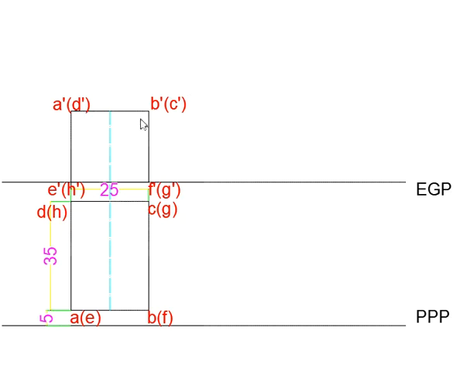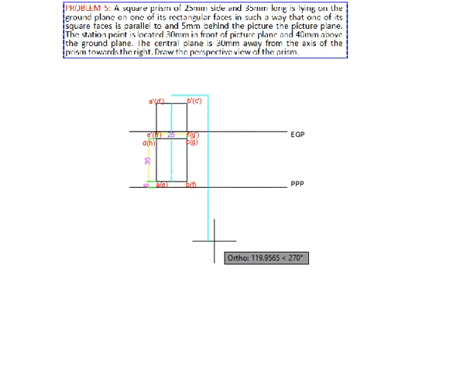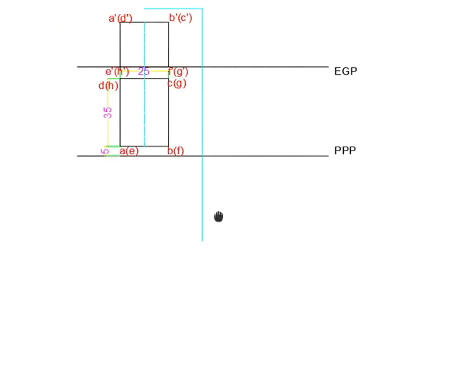After marking all the points, 8 points in front view and top view, you have to draw the central plane 30 mm away and towards the right of this object. So we are drawing a line 30 mm towards the right of the axis of the object. Okay, that is the central plane.